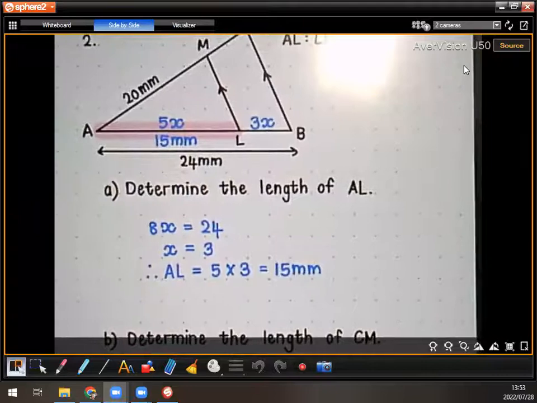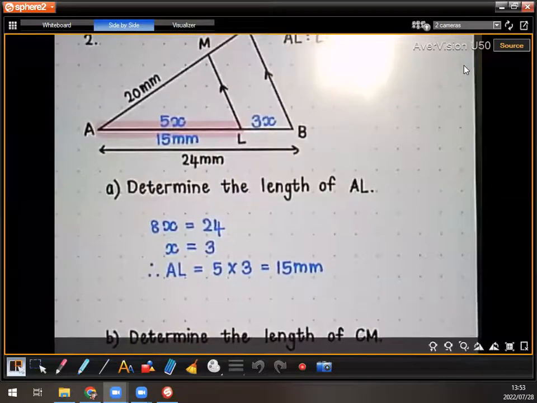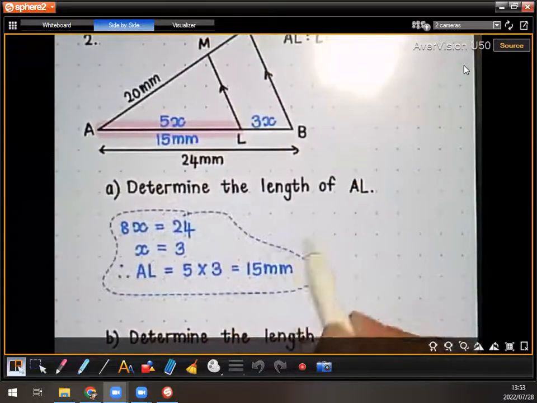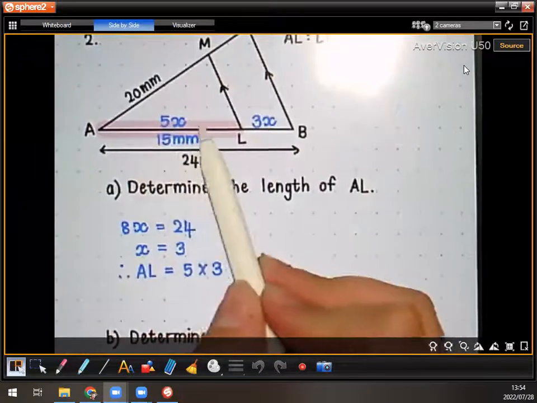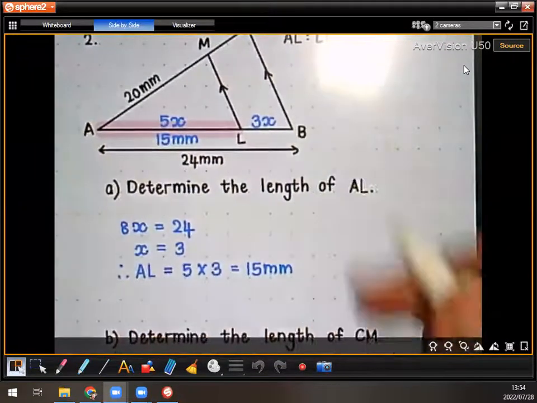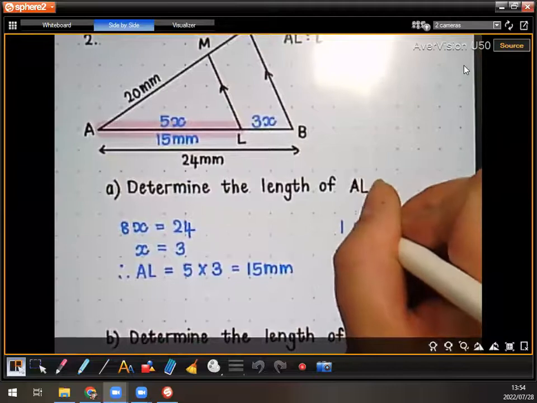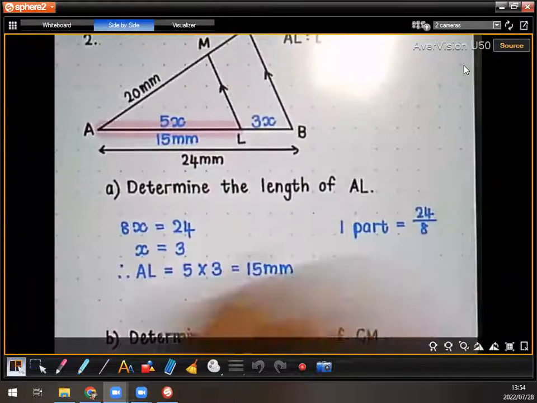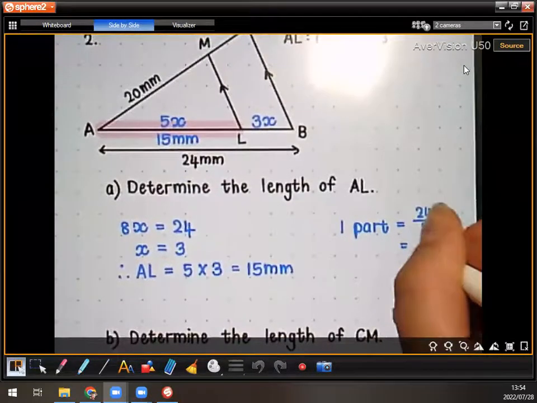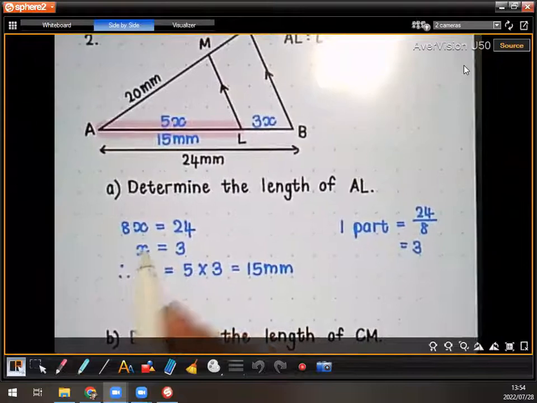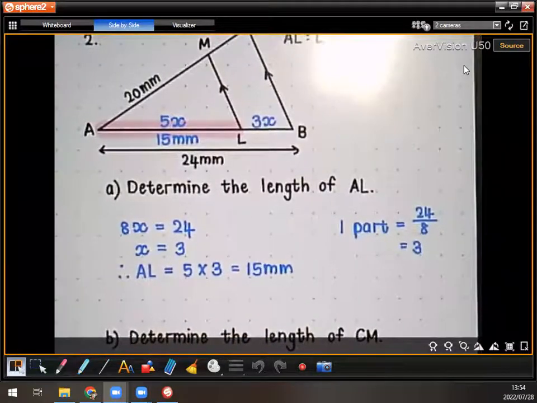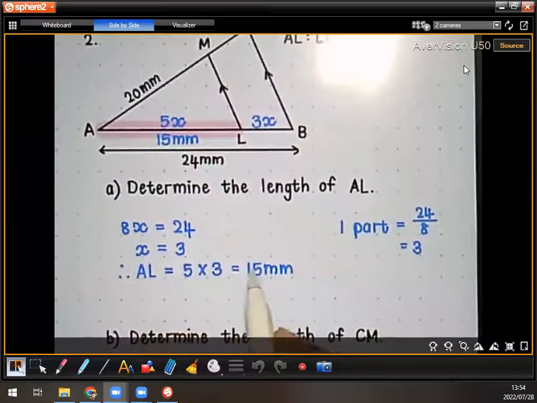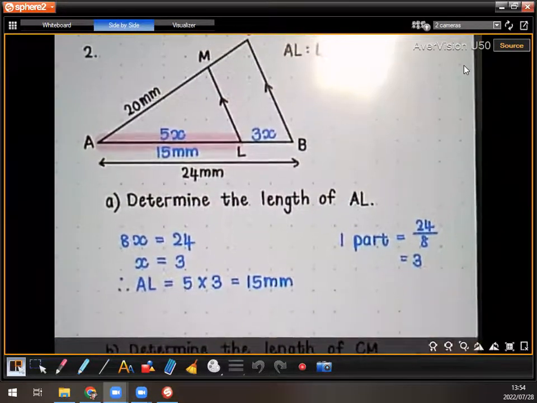I think in lower grades, maybe grade 8 or grade 9, you could have said, okay, this is 5 parts, that's 3 parts, so 8 parts altogether. So 1 part will be 24 divided by 8, which is 3, which is basically what I did here. I just used an x to represent the parts. So then, if AL is 5 parts, you're going to do the exact same thing. 5 times 1 part will give you 15.